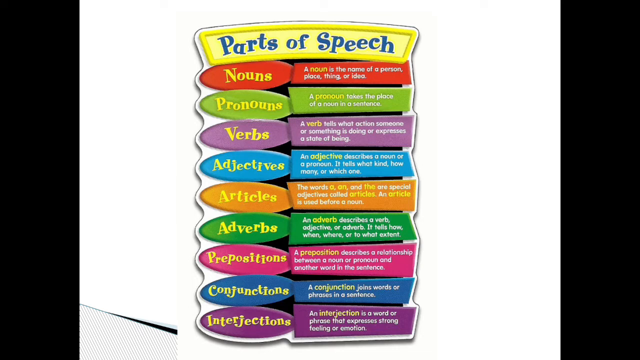Prepositions. A preposition describes a relationship between a noun or pronoun and another word in the sentence. Conjunctions. A conjunction joins words or phrases in a sentence. Interjections. An interjection is a word or phrase that expresses strong feeling or emotion.